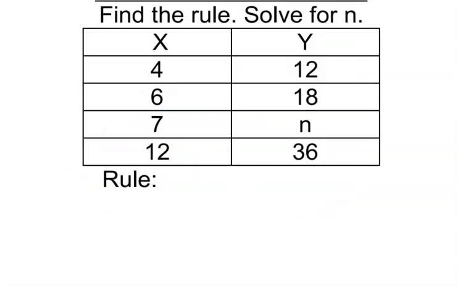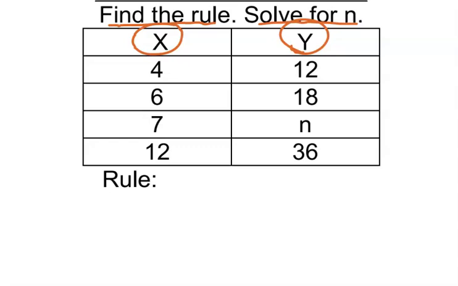All right, we need to find the rule and solve for n. Remember, we talk about input-output tables. You put x into a machine or something like that, and something happens to it, and it comes out the y. So I'm thinking I can already see a little bit. I'm pretty sure I know what the rule is for this one already. Looks like it's pretty straightforward.